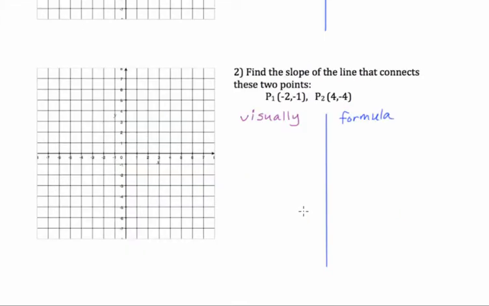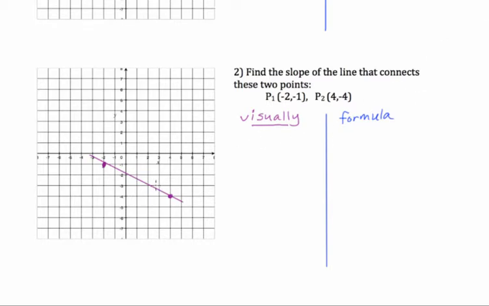Number 2, find the slope of the line that connects these 2 points. To do this problem visually, I'll just graph my 2 points. X is -2, y is -1. There's point 1. X is 4, y is -4. There's point 2. My line's not perfect there. Close enough.